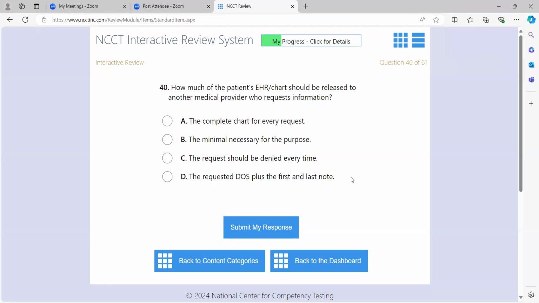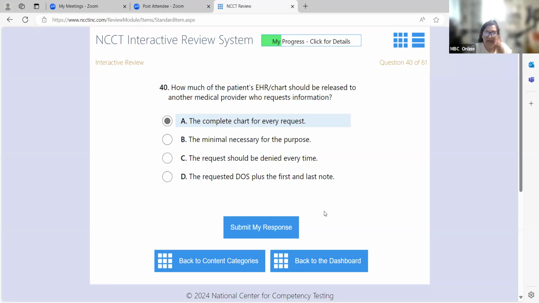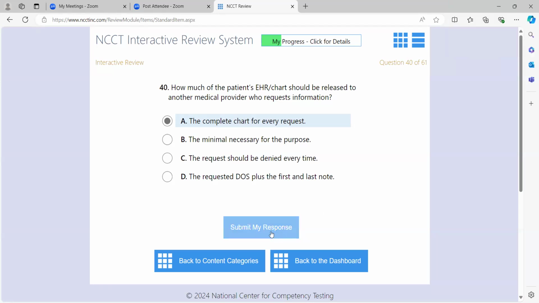A. Any other guesses? I'm gonna say A. Okay, anyone else have another guess? I'm gonna say A too. Okay, so let's check.